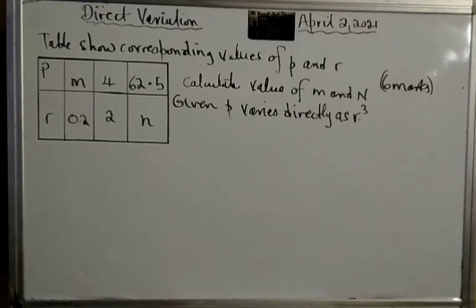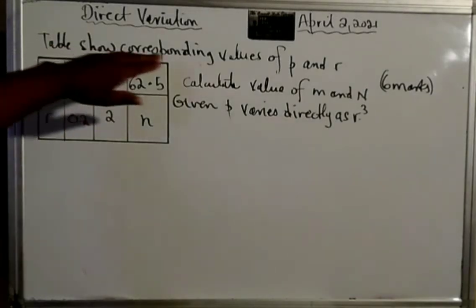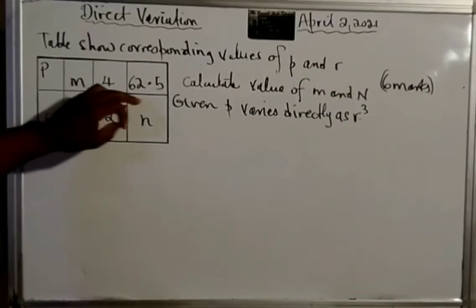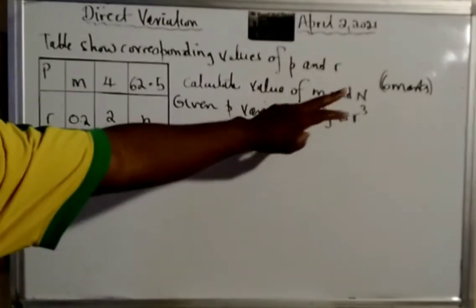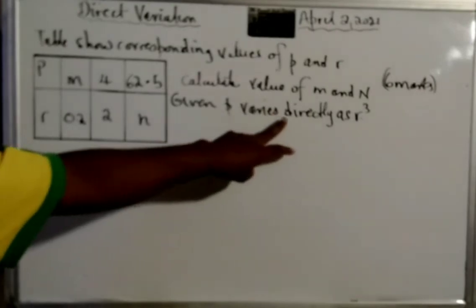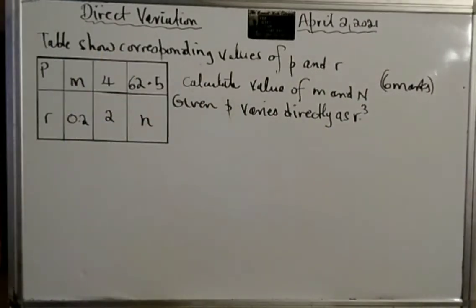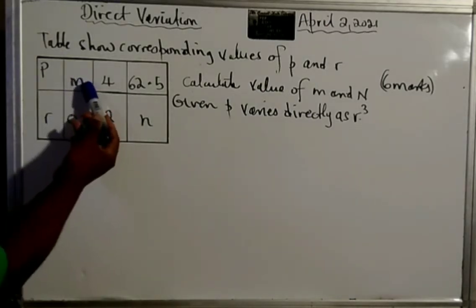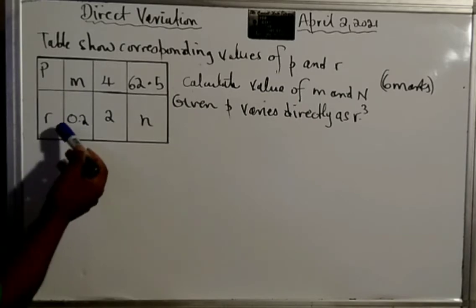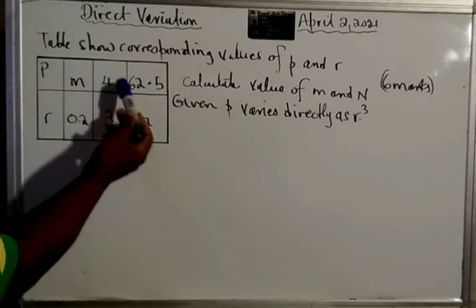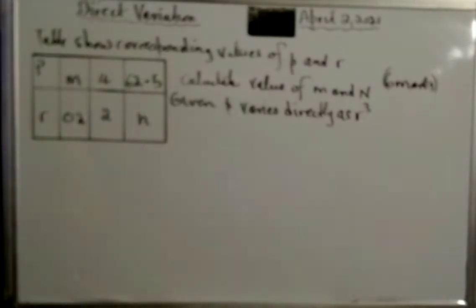The table shows the corresponding values of P and R. Calculate the value of M and N given P varies directly as R cubed. So the first thing we have to do is examine what we are given. We are looking for M, but they give us R to be 0.2 and 6.25 is P. Are we supposed to find N?